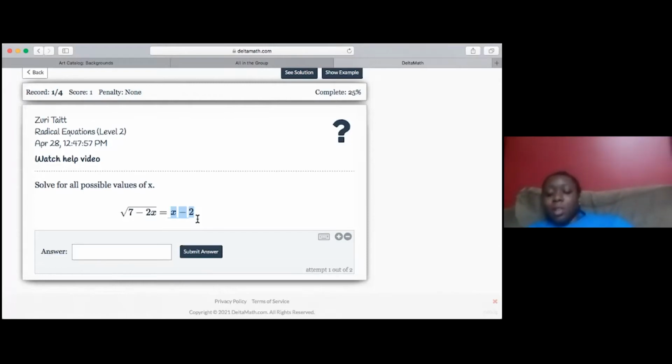I think I just confused myself. Well, just know that you're squaring both sides. So if you square x minus 2, x minus 2 squared is the same as saying x minus 2 times x minus 2. Then the FOIL method: multiply the two outside terms, multiply the outside times the inside, multiply the inside times the outside.